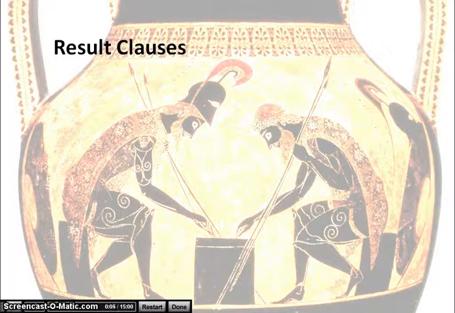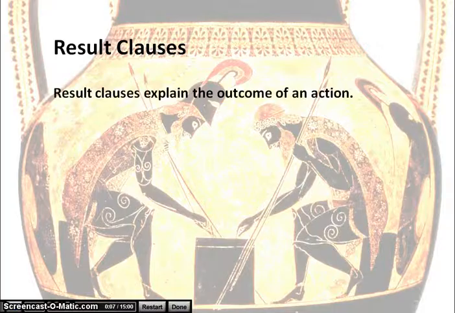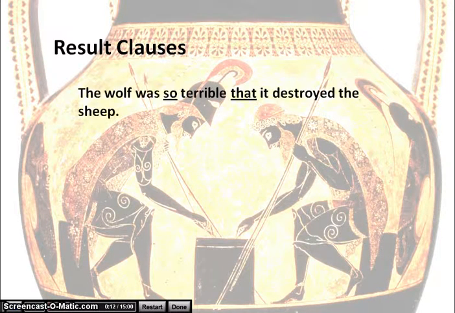So what actually is a result clause? Well, a result clause is going to explain the result or the outcome of an action. For example, the wolf was so terrible that it destroyed the sheep. The result of the wolf being so terrible was that it destroyed the sheep.